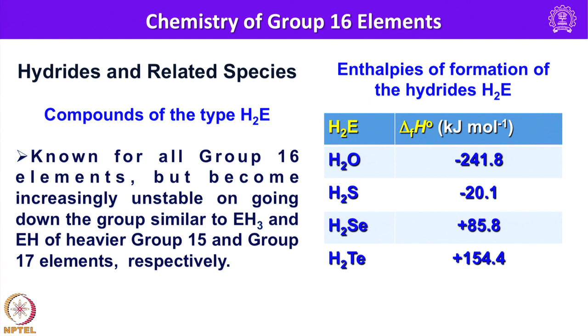That means dihydrides of the type H2E are known for all group 16 elements, but become increasingly unstable on going down the group, very similar to EH3 in case of group 15 elements, and EH in case of group 17 elements like HCl, HBr, HI. Okay. The trends are very, very similar.